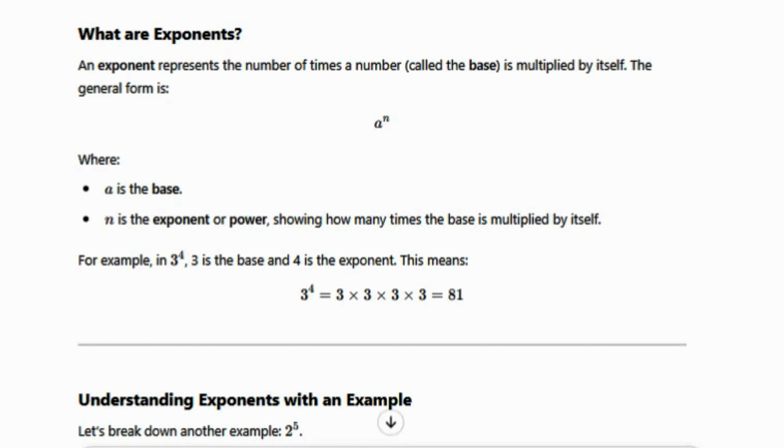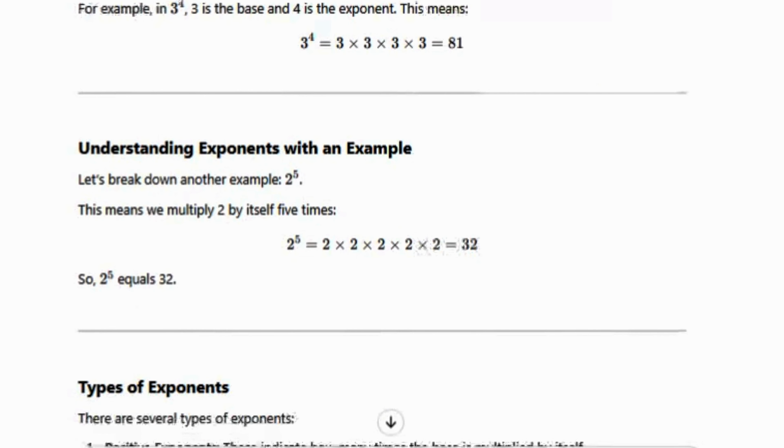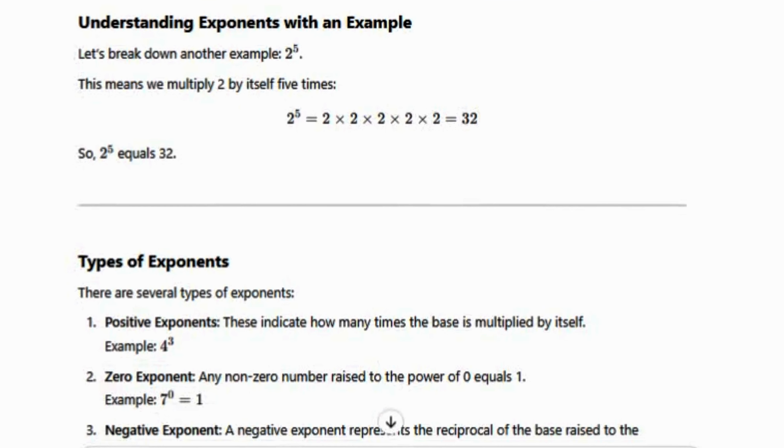Let's try another example, 2^5. This means we multiply 2 by itself 5 times. 2 × 2 × 2 × 2 × 2 equals 32. So 2^5 is equal to 32.